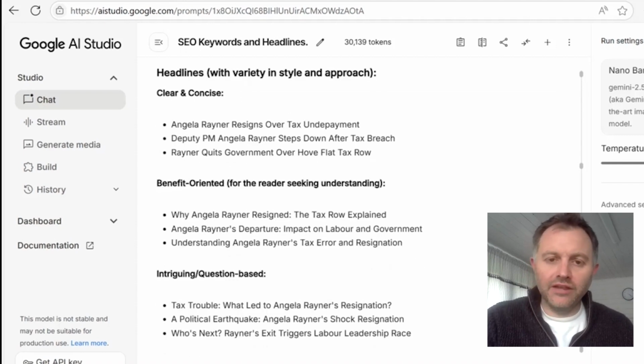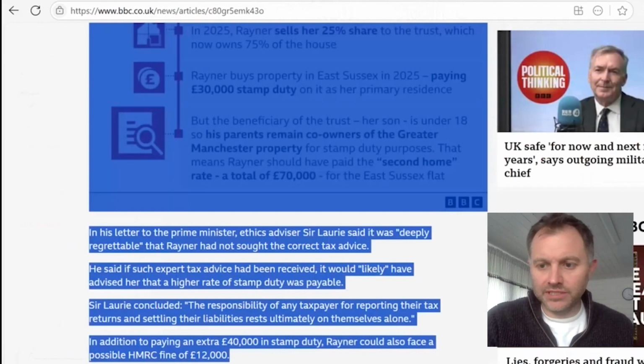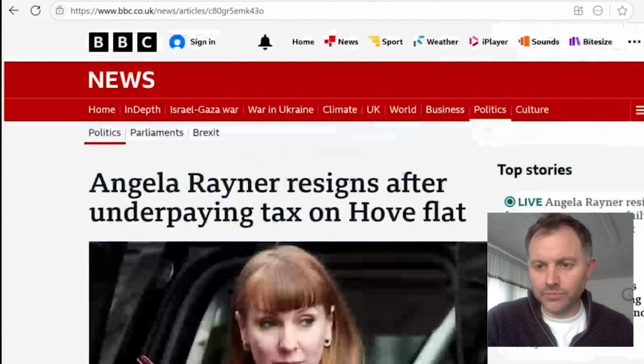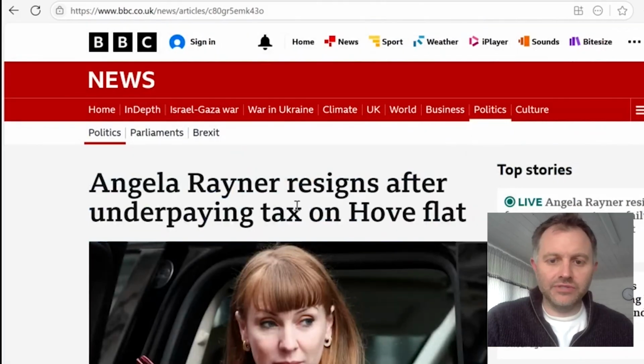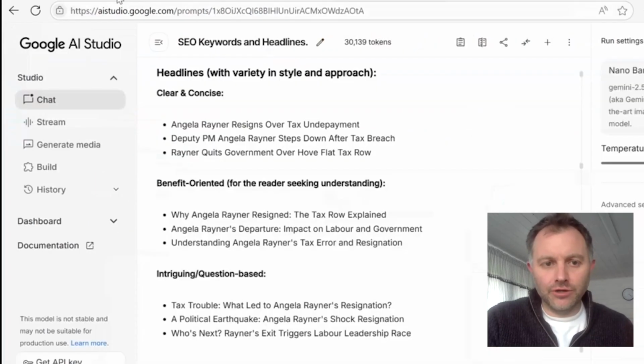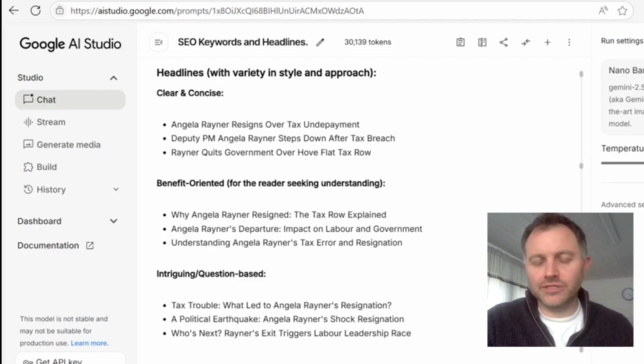in terms of making sure that you're ranking quite highly through Google. And if you compare the guidance that it's given you around SEO to what the BBC's headline is, if we go to the top of this story, Angela Rayner resigns after underpaying tax on Hove flat. So when I go back to Google here, that is very, very similar to some of the suggestions it's coming out with for SEO. So obviously that BBC headline is itself being SEO'd to make sure that it appears quite highly in terms of the ranking.